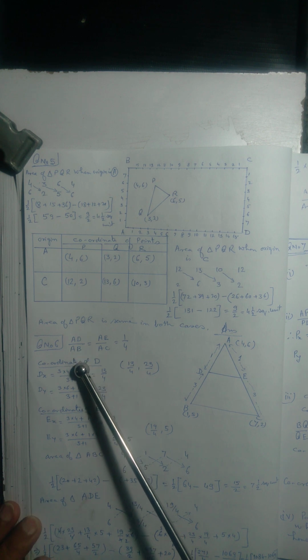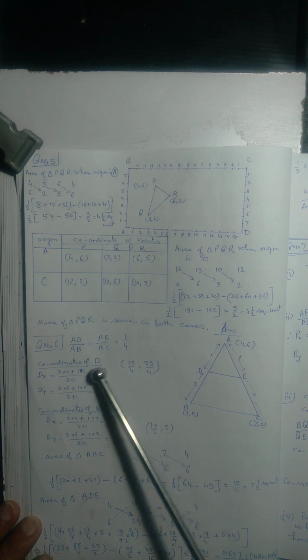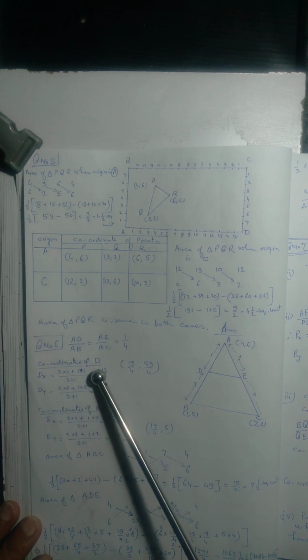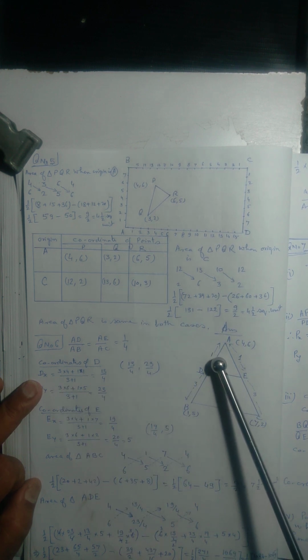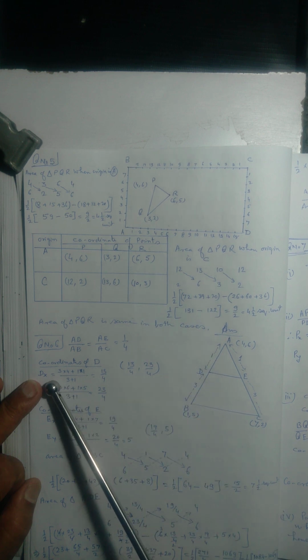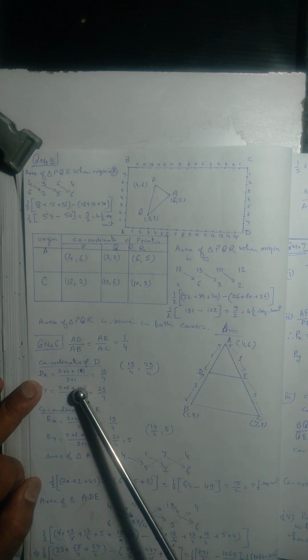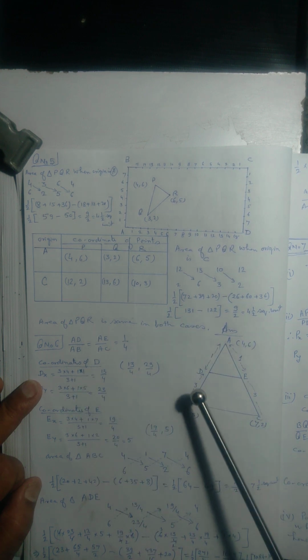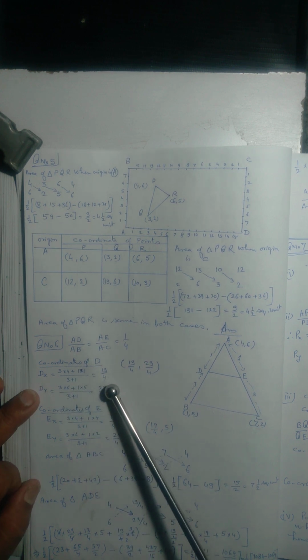Let us proceed. AD upon AB is equal to AE upon AC, that is equal to 1 upon 4. It is given already. The coordinate of the point D, that will be the dx, can be solved here with the help of the ratio 1:3. The D divides AB in the ratio of 1:3. Therefore, dx will be equal to 3 into 4 plus 1 into 1 upon 3 plus 1, that will be equal to 13 by 4.